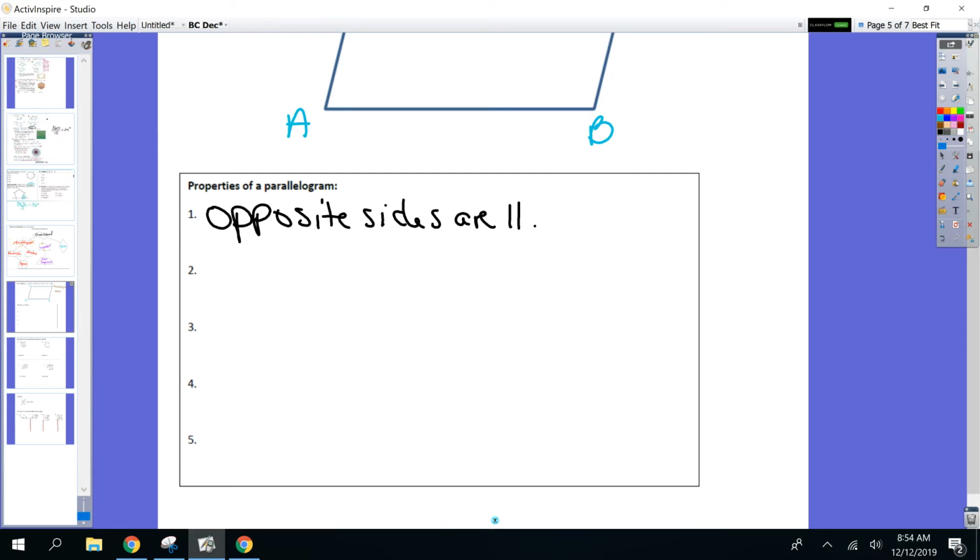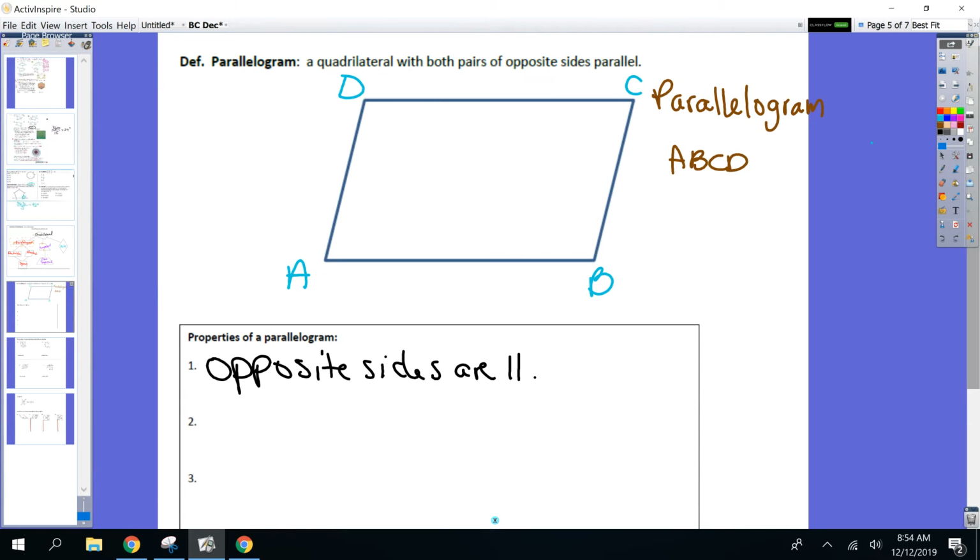And remember our symbol for parallel. Please mark that on your diagram. As we get a property, let's mark it on the diagram. So the arrows represent parallel, not congruent.